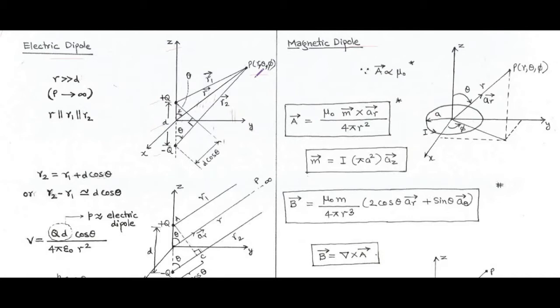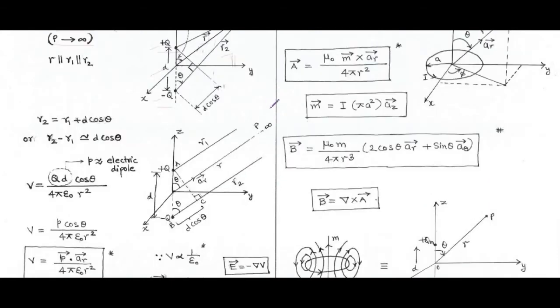To get the potential, we take a distance vector R1 with respect to plus Q and a distance vector R2 with respect to minus Q. There is a position vector R from the center of this electric dipole towards point P. We consider point P at a large distance compared to the distance between plus Q and minus Q. As point P tends to infinity, all the lines R1, R and R2 seem to be parallel to each other.